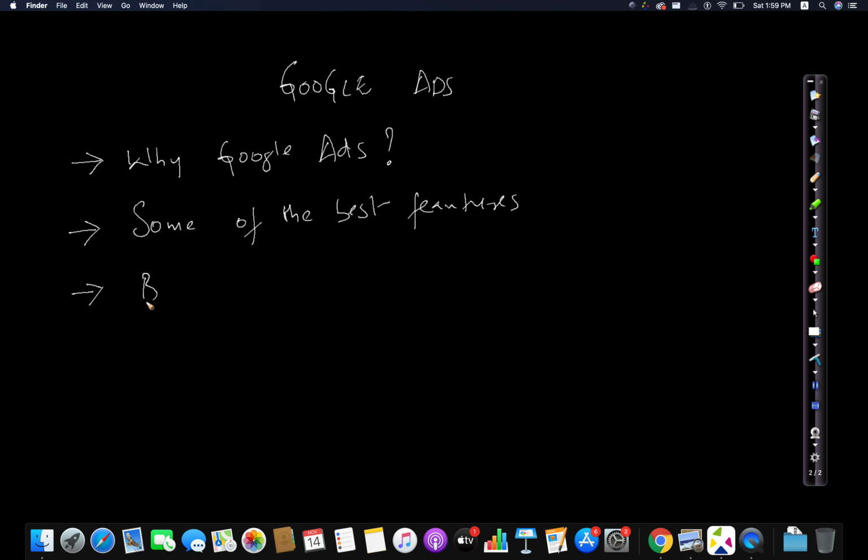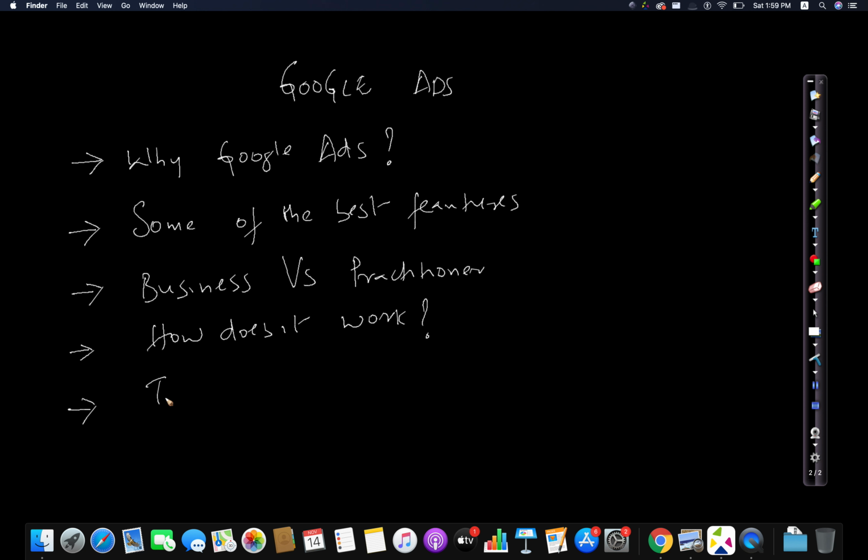Then how do you learn Google Ads if you are a business versus a practitioner or a marketer or a student for that matter? Then you will start looking at how it works. And then we will start looking at some important terms that you need to be familiar with, not just on Google, but also on other marketing platforms. Now, some things can't change.